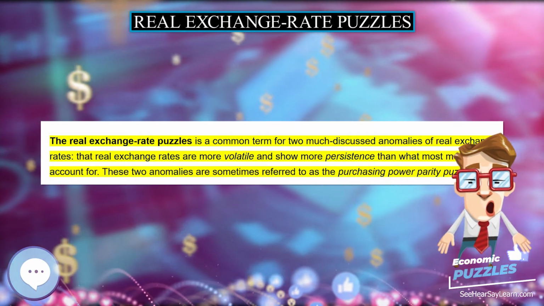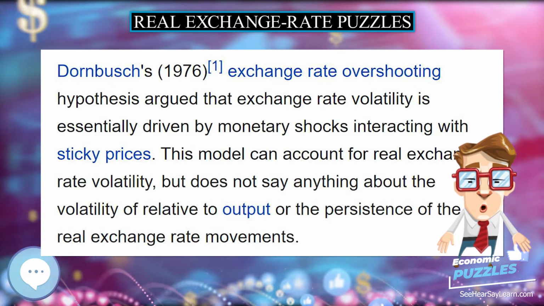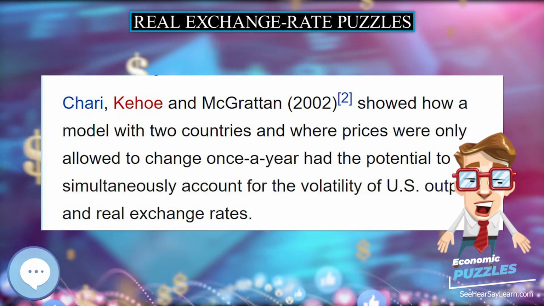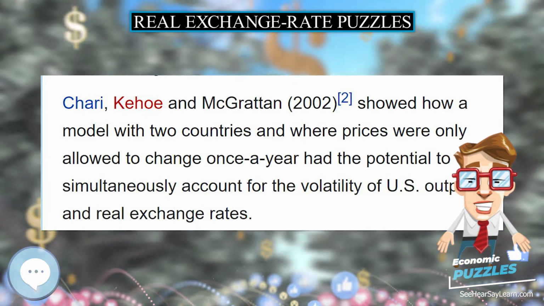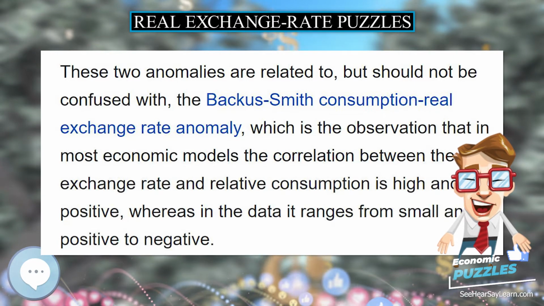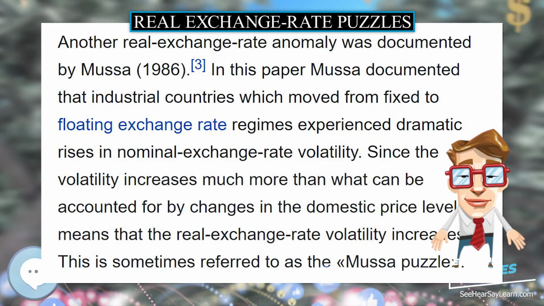These two anomalies are related to, but should not be confused with, the Backus-Smith consumption real exchange rate anomaly, which is the observation that in most economic models the correlation between the real exchange rate and relative consumption is high and positive, whereas in the data it ranges from small and positive to negative.